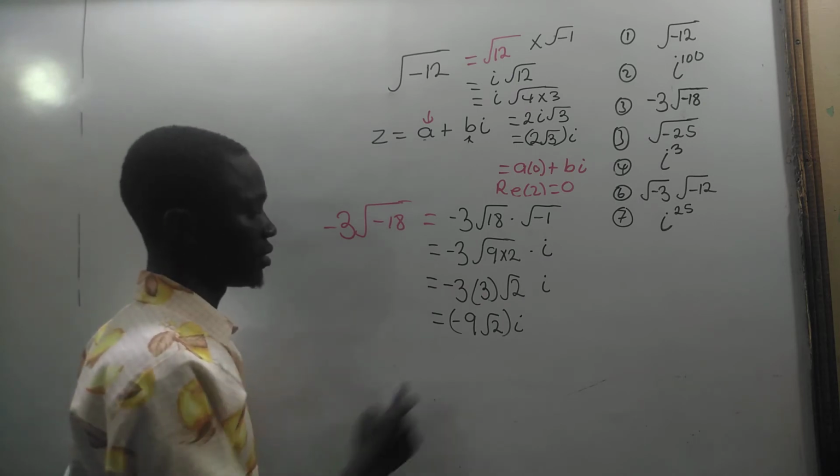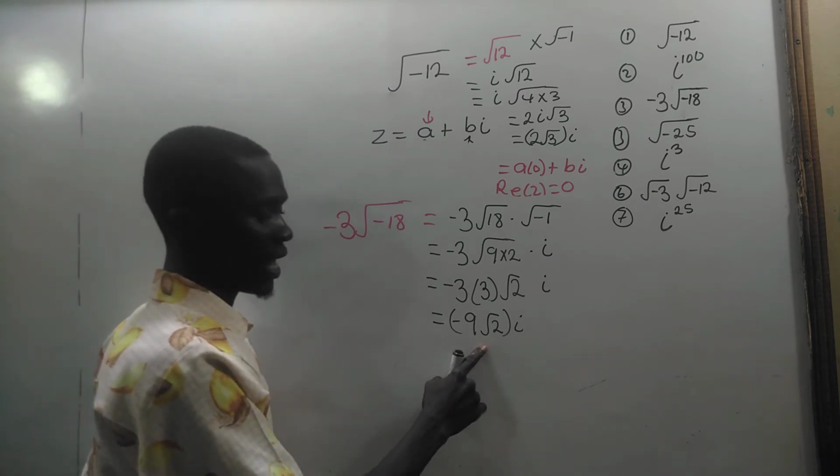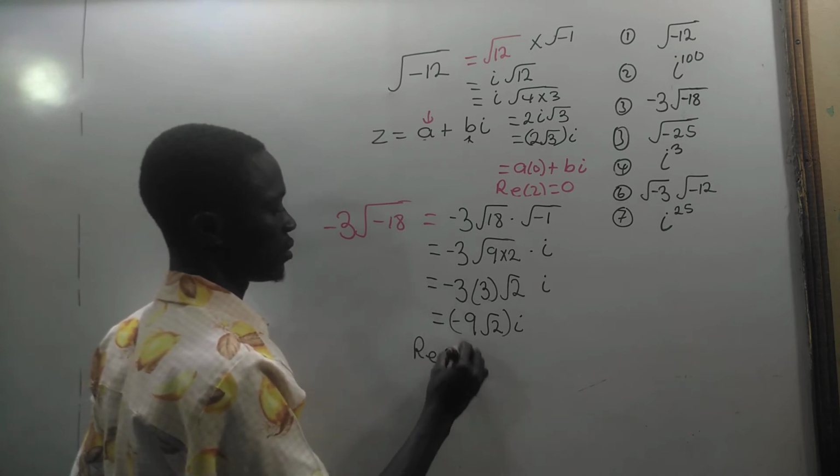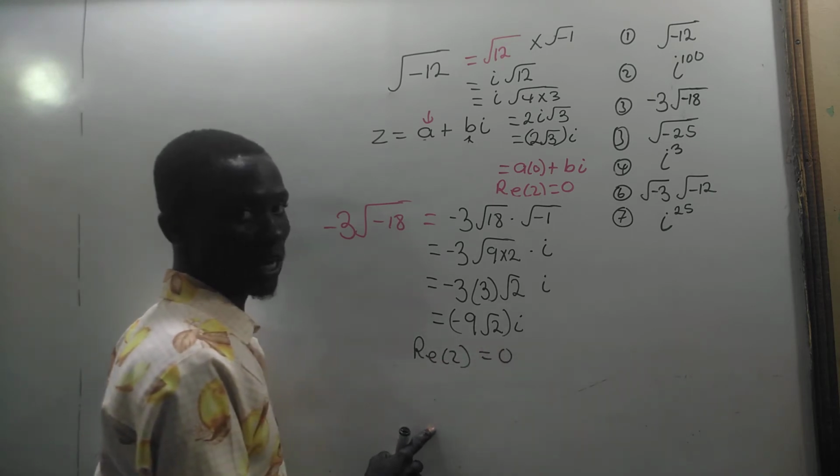Very simple as that. So this one, the real part of z is 0 because we don't have any real parts.